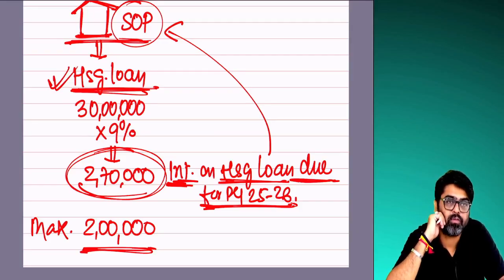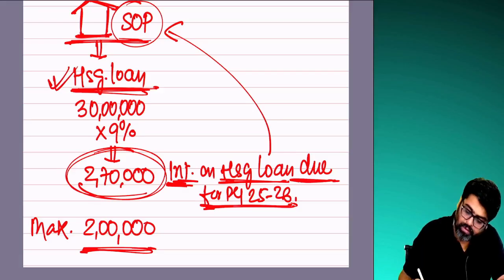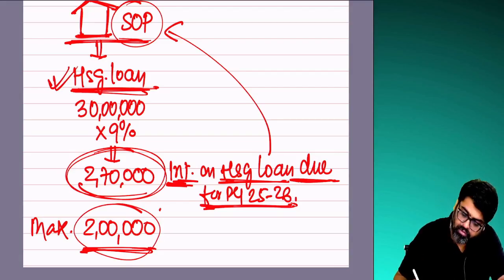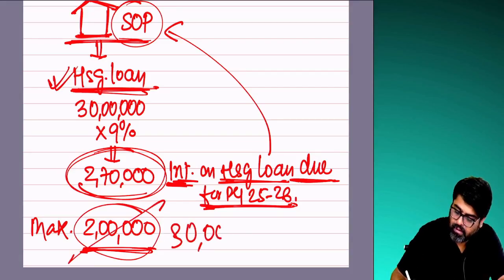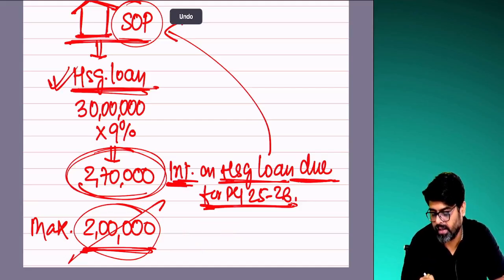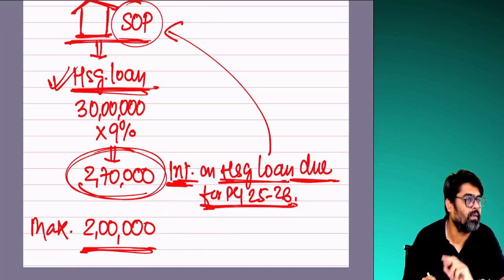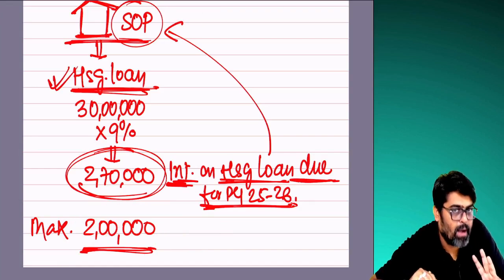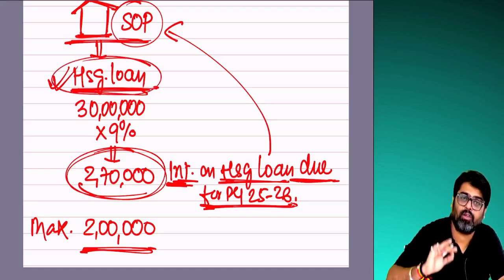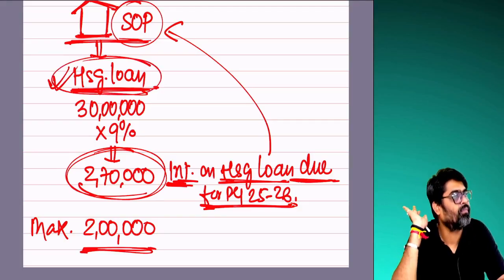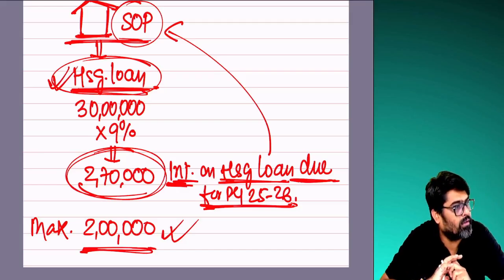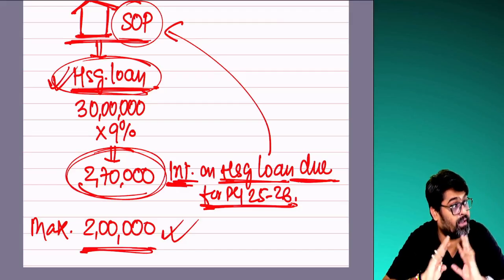Will you remember this? You want to take this limit of 2 lakhs? Sometimes instead of 2 lakh, the limit will be 30,000 also. But sir, when do I take this limit of 2 lakhs? 3 conditions I am telling. If the housing loan has satisfied all the 3 conditions, then only you can take the maximum limit of 2 lakhs. In every other case, the limit will be 30,000.